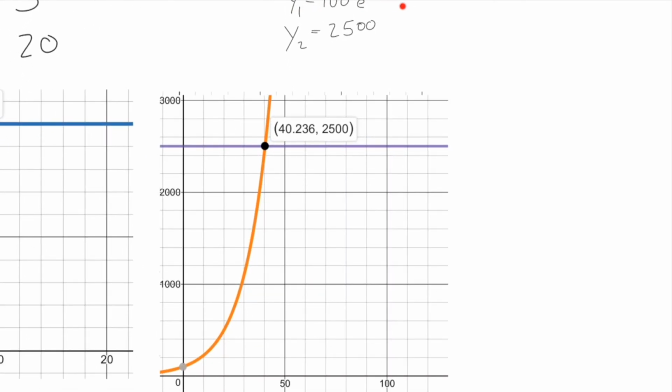You can see this is the left-hand side with a variable. This is the right-hand side. It's just a horizontal line because there's no x here. It's just y equals 2500. And this is it. The answer is 40.236. That's the x value. When you take 40.236 and put it into each of these equations, you put it in here, you get 2500. You put it in here, you can't really put it in here, but you still get 2500. And that's how you find it graphically.